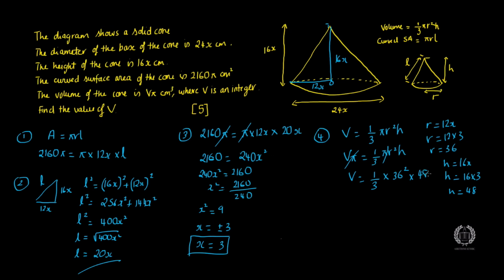Okay, so now we're just going to multiply them all out to get a volume. So that's going to be the volume, which is, yeah, that's fine actually. So if you put this in your calculator, a third times 36 squared times 48, that's going to give you 20,736. And then this is obviously going to be in centimeters cubed. And this is pretty much our answer for this question.